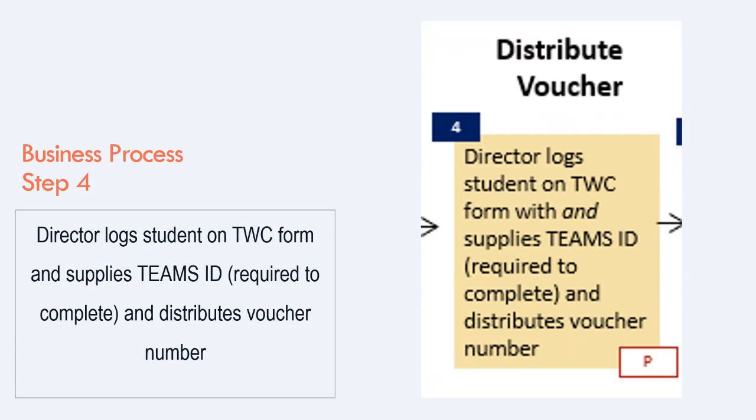After that is determined, what we're saying here is the director logs the student on the TWC form and supplies the team's ID and distributes the voucher number. And this is really more about the local process for doing the reporting. So we're saying director here. That could be someone that you are designating at the local level, the individual or individuals who are going to be responsible for the transaction of getting that voucher number to that particular student and ensuring that it gets tracked appropriately at the local level.